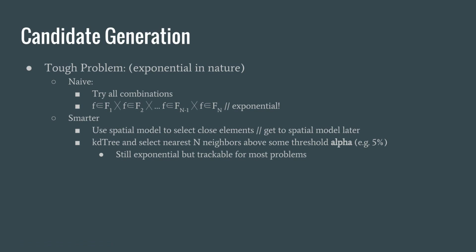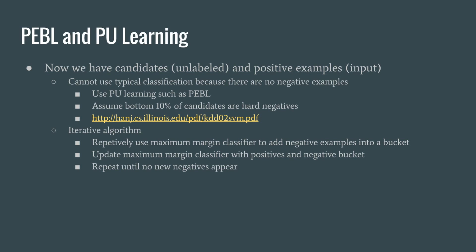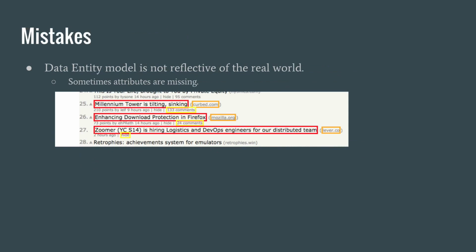For candidate entity generation, I won't go into it, but basically if you do the naive approach, it's exponential, and so you can't do it. You need to do something smarter than that, but I don't have enough time to go into it, so we won't. And for PU learning, we talked about that. We have to use positive unlabeled learning because we don't have negative examples.